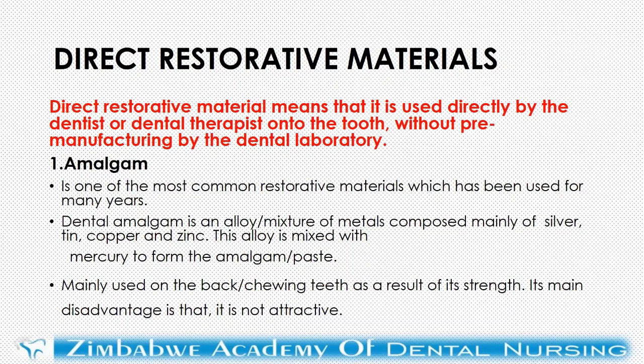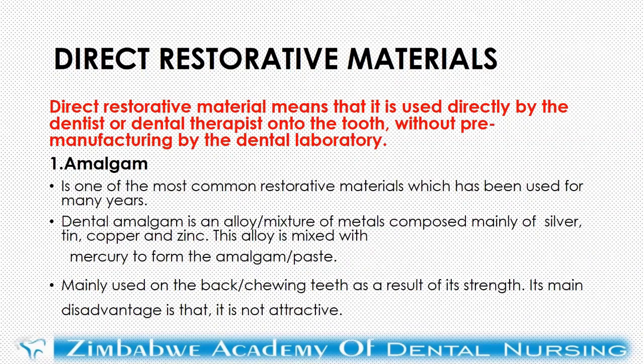So what is dental amalgam? Dental amalgam is essentially a mixture of metals, fine metal powders that are mixed together, and the principal constituent there is silver. About 70% of the metal powder is made up of silver. Then you have other minor metals such as tin, copper, zinc. So how do you make a paste from this metal powder? You mix it with mercury to form an amalgam.